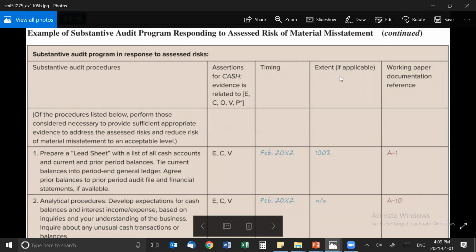What the timing of when you did it, the extent, like the sample, and then whatever the working paper reference is to show where the backup is for that audit procedure. Okay. So existence, completeness, ownership, valuation, and presentation would be these letters.